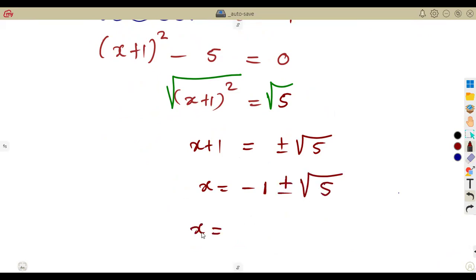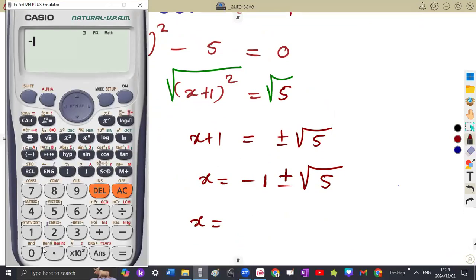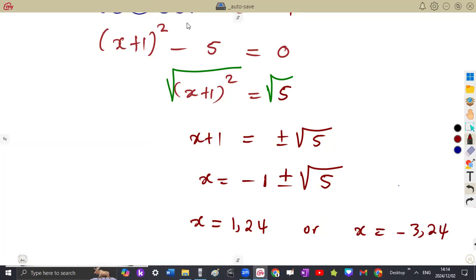You can simplify this. Evaluate the part of the square root. Starting with the positive, let's figure out what we are going to have. That's minus 1 plus the square root of 5. To 2 decimal places, that is going to give us 1.24. If we change this to a negative, let's introduce a negative here, that is going to give us minus 3.24. So we've got minus 3.24 to 2 decimal places.